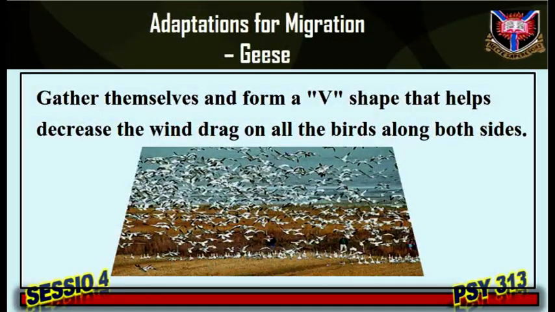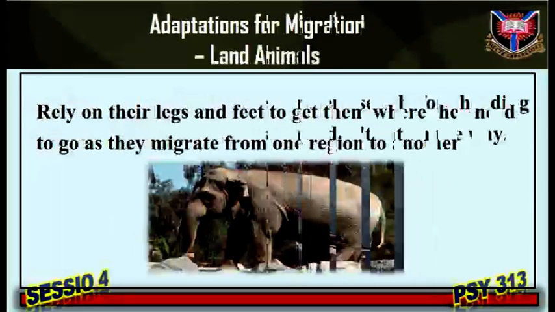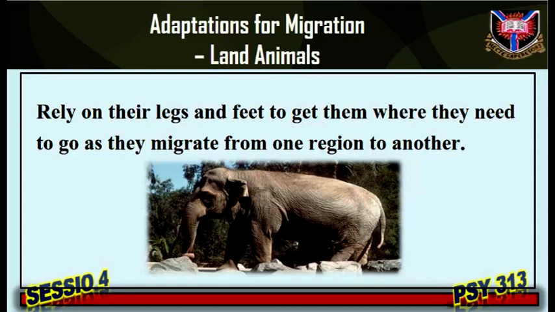Geese gather themselves and form a V shape, an arrangement that is said to decrease the wind drag on all the birds along both sides. Also, birds add on extra fat stores to give them enough energy for long flights north and south, because they do not eat during the migration. Similarly, whales stock up well on food in the northern seas before heading south for the winter, because they don't eat on the way, whereas birds depend on their wings for flight.